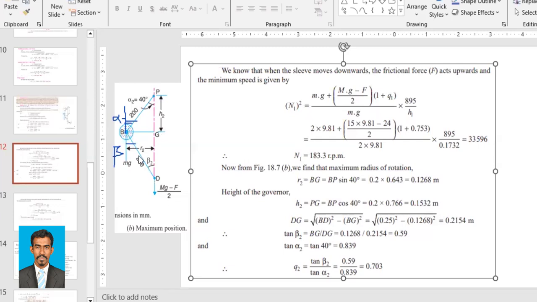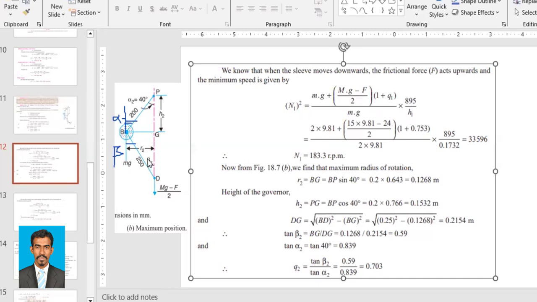BD is already known, it is 0.25, right? So DG is equal to under root of 0.25 whole squared minus BG squared. BG we have already found, that is R2, equal to 0.1268 meter, right? 0.1268 meter whole squared. So the length of DG is 0.2154 meter. So now we have found the length of DG also.